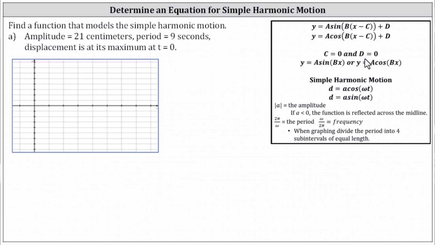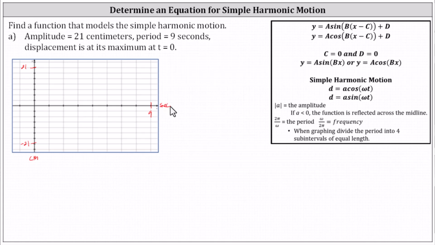Let's begin by graphing the simple harmonic motion. Because the amplitude is 21 and there's no vertical shift, let's mark positive 21 and negative 21 on the vertical axis. The units here would be centimeters. And let's mark off one period on the horizontal axis, which is 9 seconds.